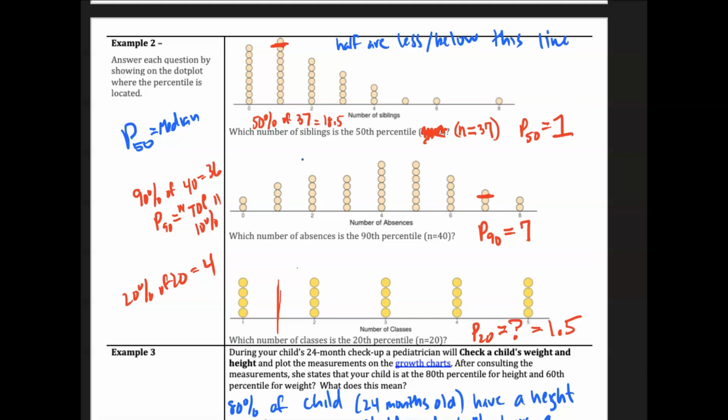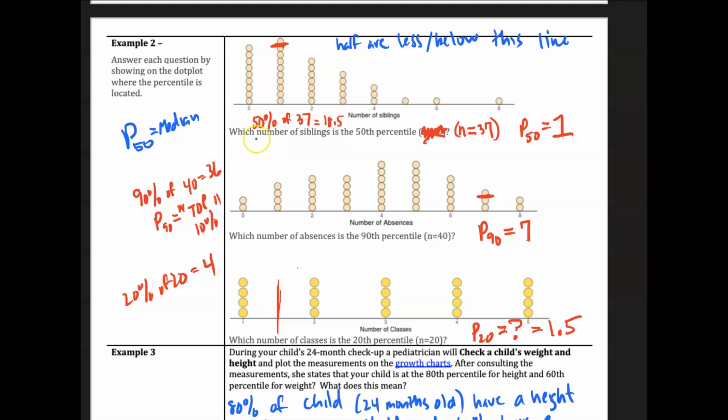And again, that idea that if you're in the 50th percentile, that means approximately 50% of all the data values are below your value. If your height was 5'9", and that's the 50th percentile, that means about 50% of all people would be shorter than you. That's the idea. So looking at it graphically, we have three dot plots here.